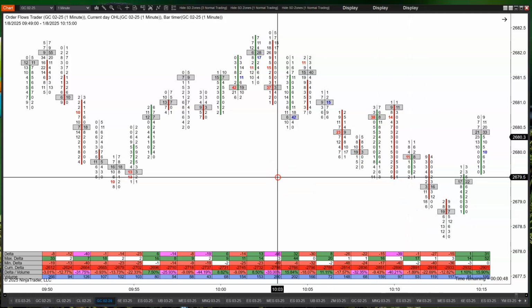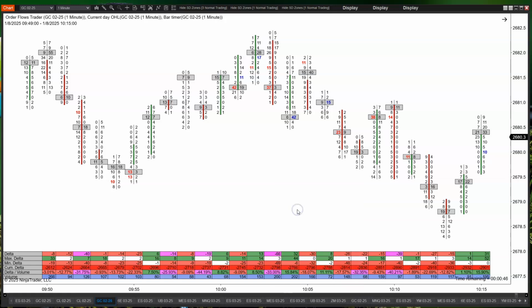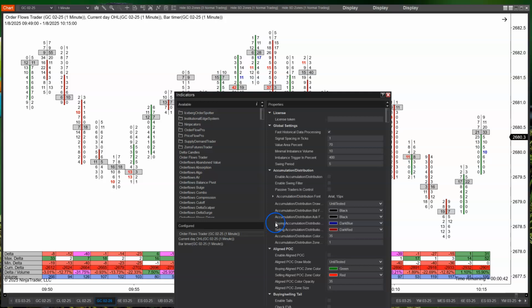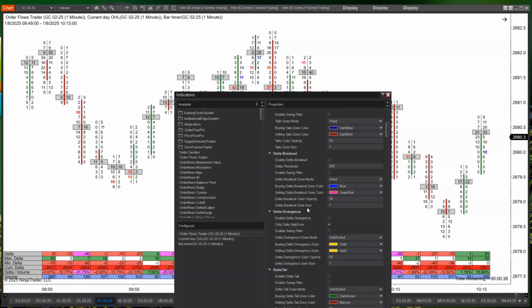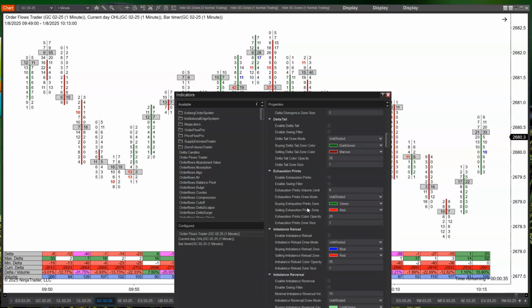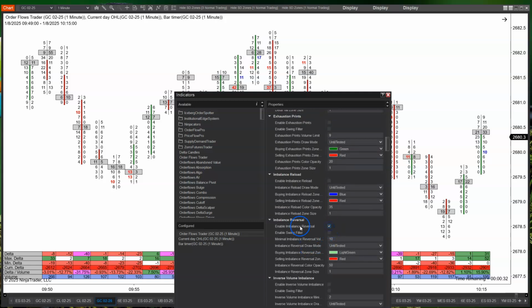But on our footprint chart, right, we do make it easier. Like I said, I developed this Orderflows Trader software to help me see these things taking place in the order flow. We call this an imbalance reversal right here. So to enable it, you just click there. You could use a swing filter, which I'll get into in a minute. And there's something that's called the minimal imbalance reversal volume.